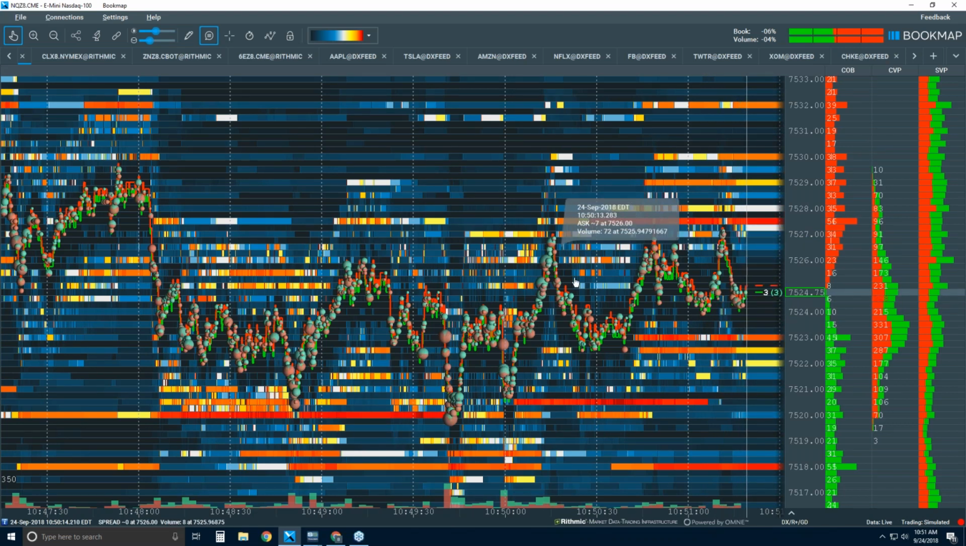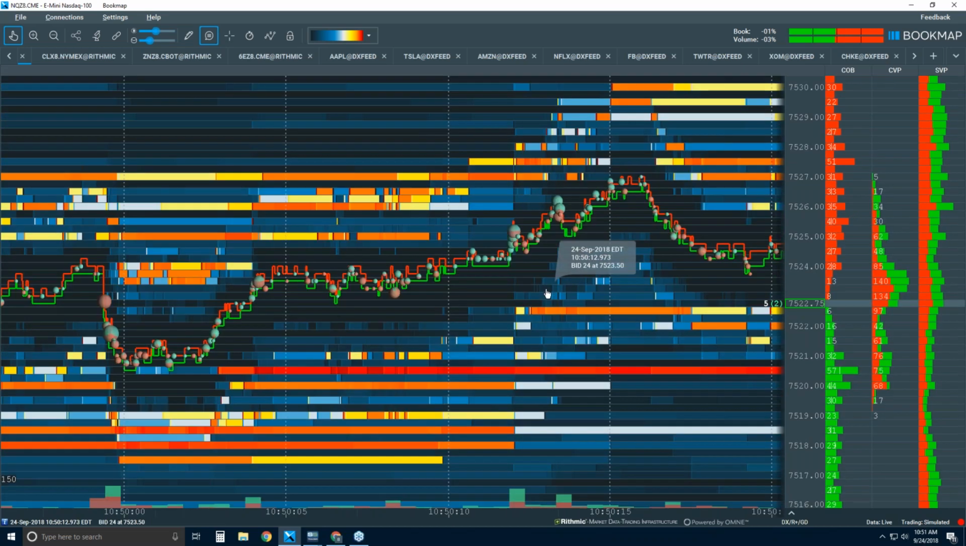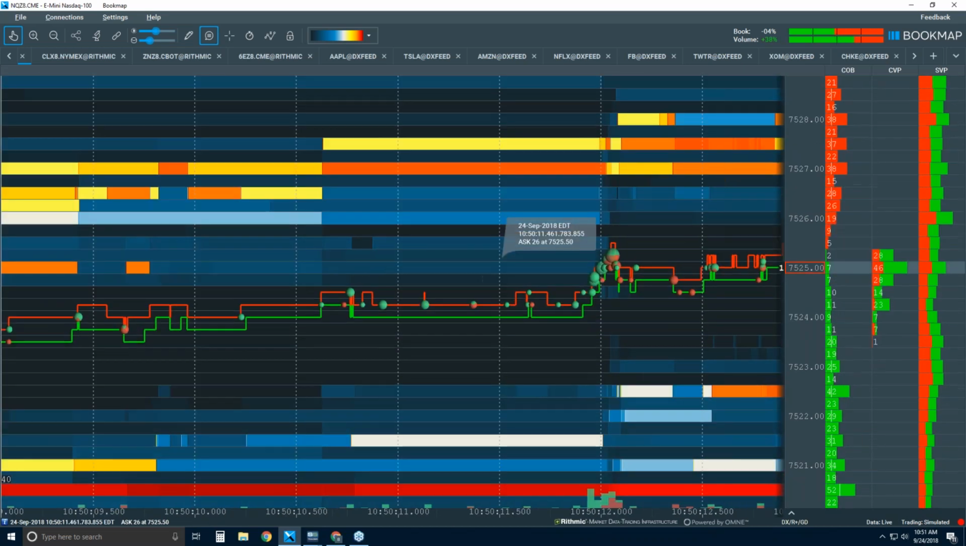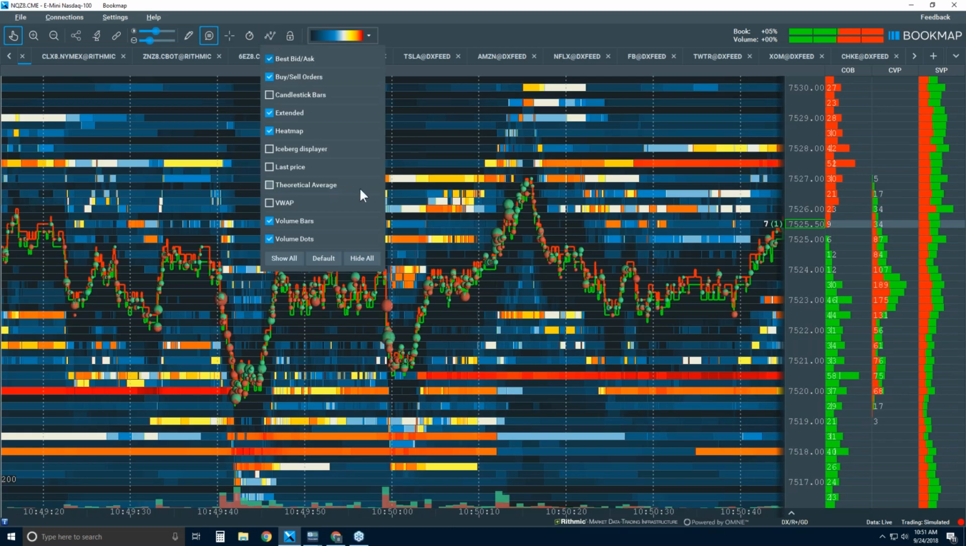Let me define these other two elements on the Bookmap chart, not just the heat map. We're looking at historical best bid and offer. So there's no time frames here. We're not aggregating data at all. What do I mean by that? Well, let me just show you very quickly a candlestick chart.